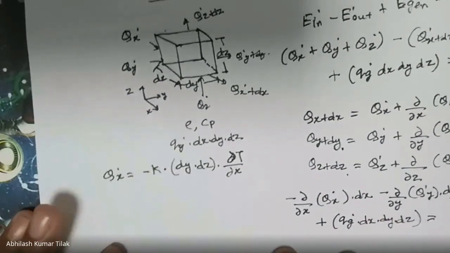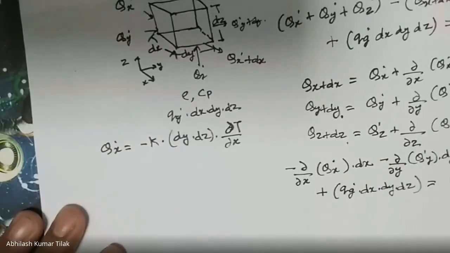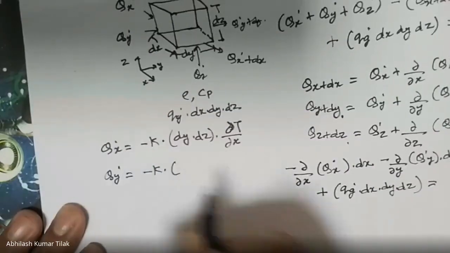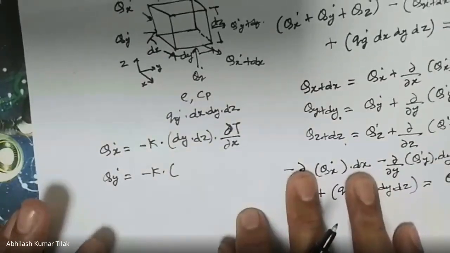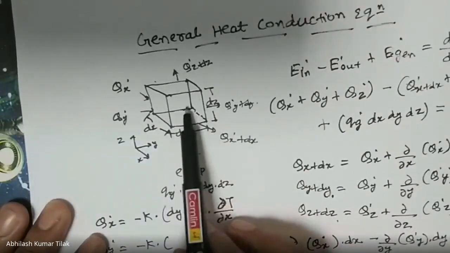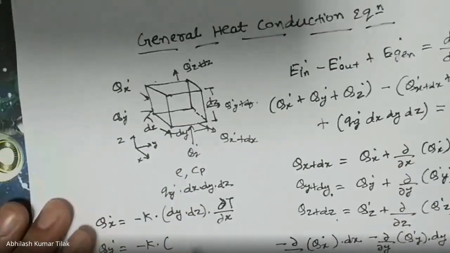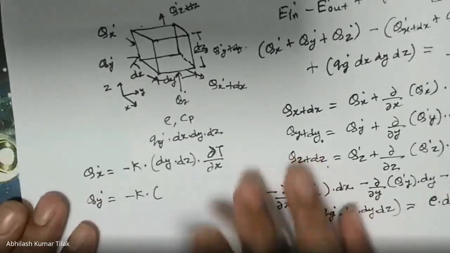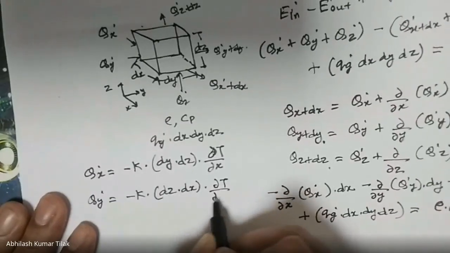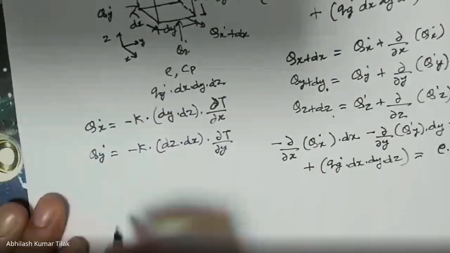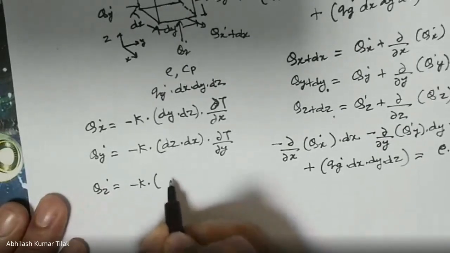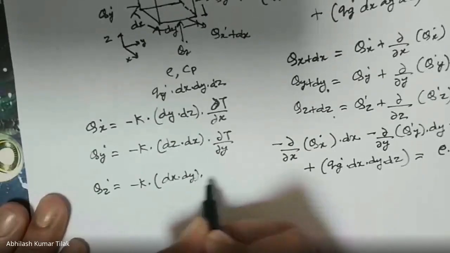Similarly, for the y direction, qy is equal to minus k into area normal in the y direction. What would be our area normal here? That would be dz into dx. So I would write qy as minus k into dz into dx into dou T by dou y. Similarly, for the z direction, qz is equal to minus k, the area normal would be dx into dy, into dou T by dou z.